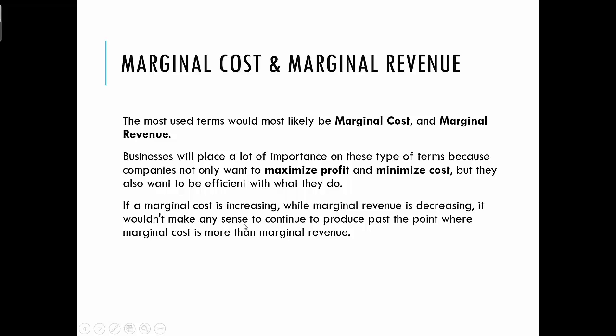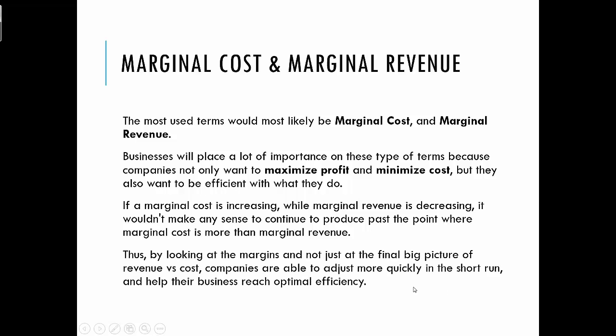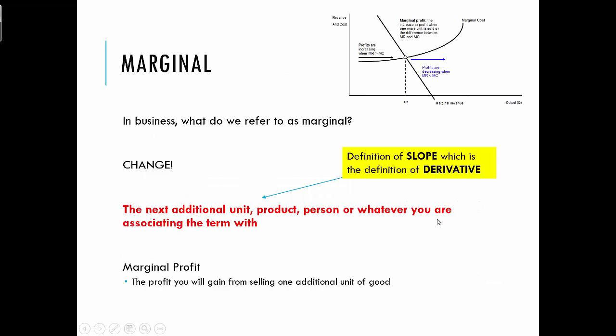So in other words, if your marginal cost is increasing while your marginal revenue is decreasing, that's not a very good thing, right? So it wouldn't make sense to just continue to make the product. By looking at these margins, it not only gives businesses the big picture, but they can also see what would happen in the short run, again, making one more item. So again, in business, we refer to marginal as change.